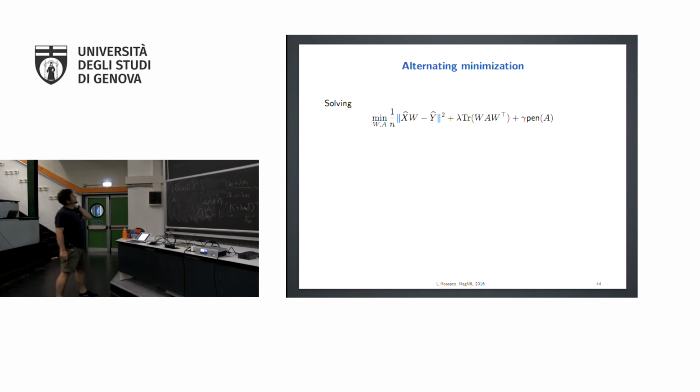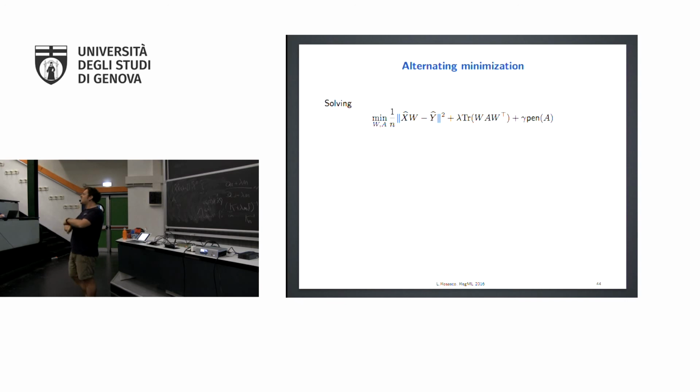Let me skip the previous slide and basically say there is another good news: once you do this, for many choices of the penalty, the problem decouples, because you see W appears only here, and A appears only here. Oftentimes you can check that the problem is actually convex in W, and for many choices of the penalty, it is also convex in A. Unfortunately, it's not convex in W and A, okay?